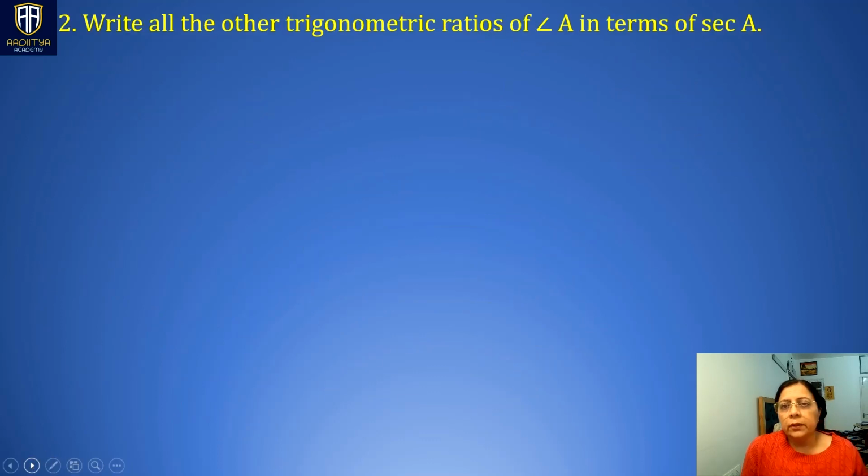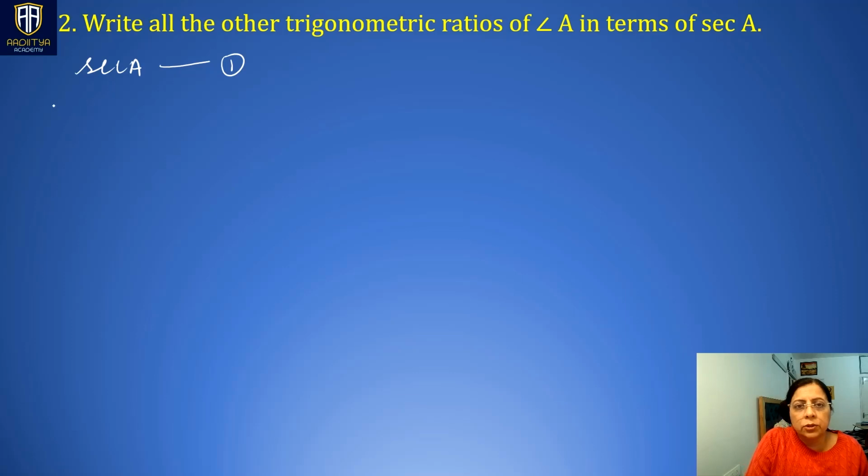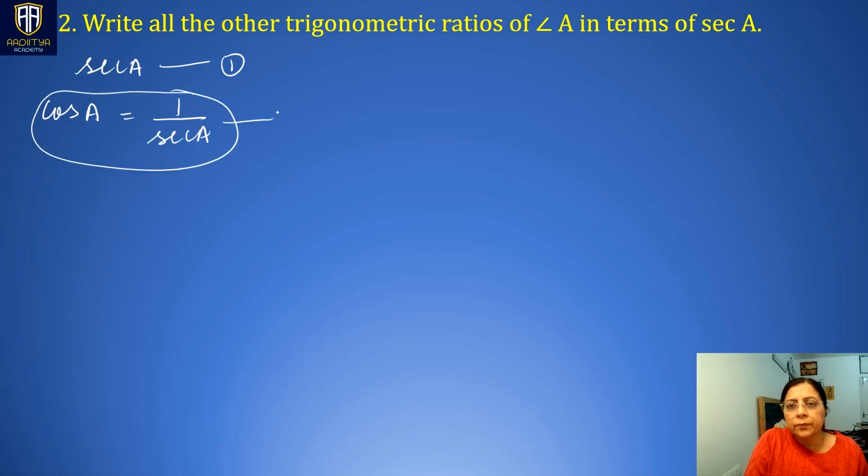So next we have to write all the other trigonometric ratios of angle A in terms of secant A. So here we have to write all the 5 trigonometric ratios, because one is given as secant A itself. Right? So secant A is the basic. Secant A is the first trigonometric ratio. Then we have cos A, which is 1 upon secant A. This is the second basic result.